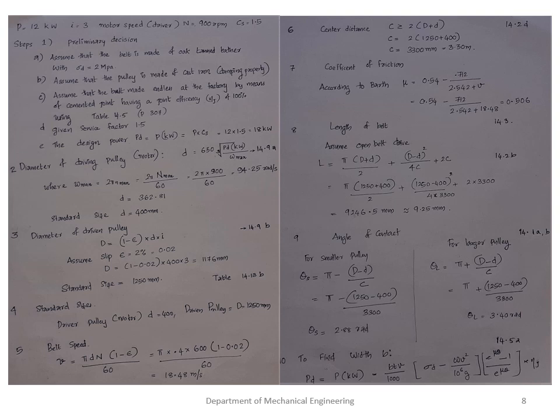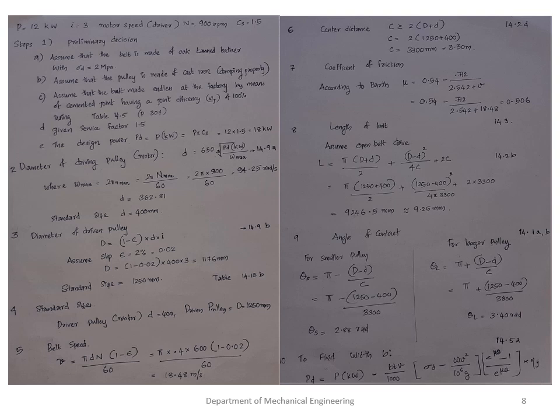Like we discussed in the previous slides, we will consider the preliminary decisions first. We will assume that the belt is made of oak-tanned leather with sigma d equal to 2 megapascal. For the pulley material, we consider cast iron, which has good damping property. The belt is made endless at the factory by means of cemented joints, which has an efficiency of 100%, obtained from table 14.5 on page 307 of our data book.